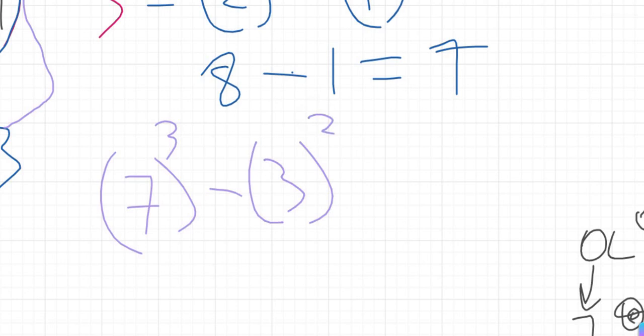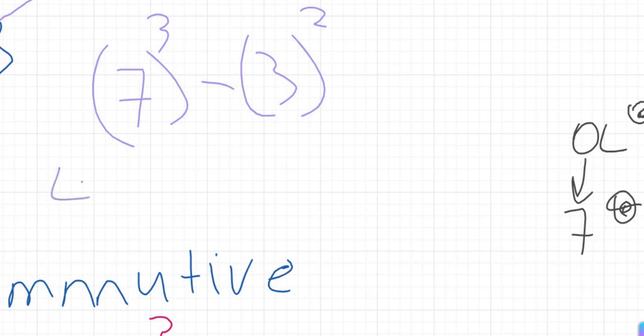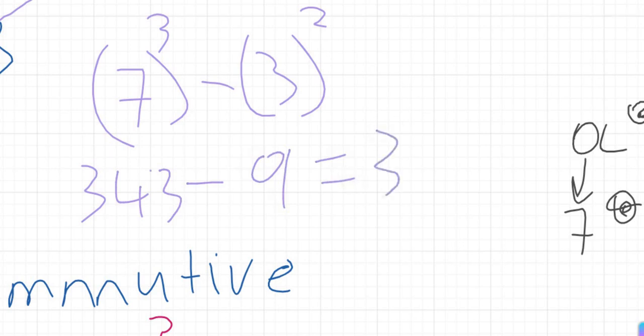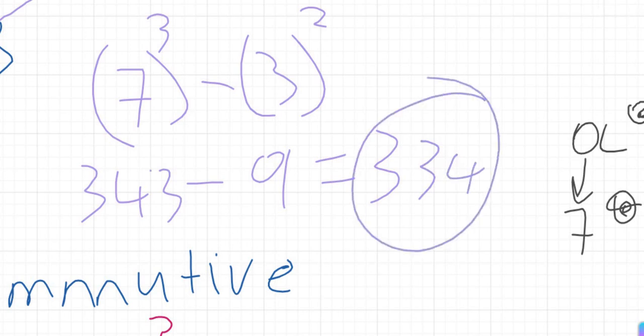And so we have to use the calculator to do this now. If we say 7 raised to the third power, that will give us 343, minus 3 raised to the second power, that will give us 9. And so our answer will be 334. And there you go. That will be our answer. Let us look.